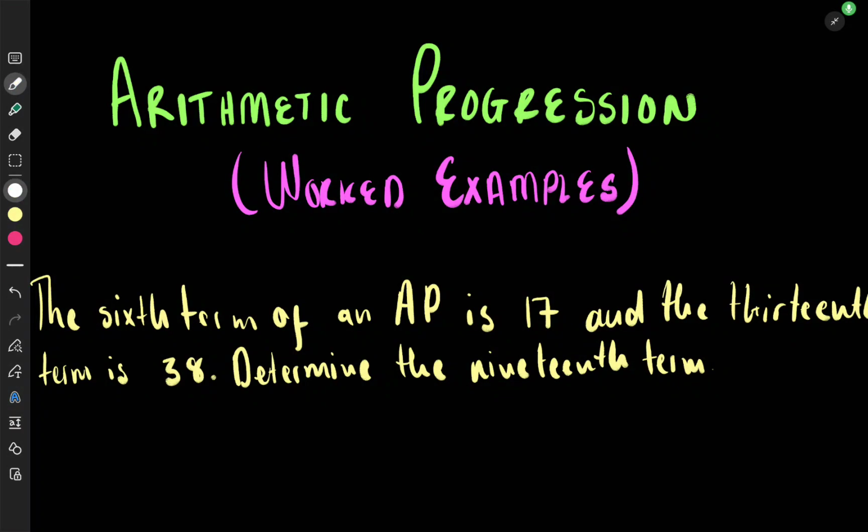All right, so here we have another one. It says the 6th term of an AP is 17 and the 13th term is 38, and it says determine the 19th term. So here, this has nothing to do with sum, right? If it has everything to do with term, then we put the formula. And the secret to doing this topic is the things which they say with using words, write it down.